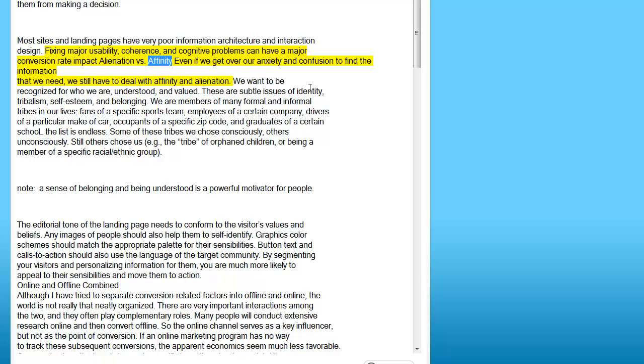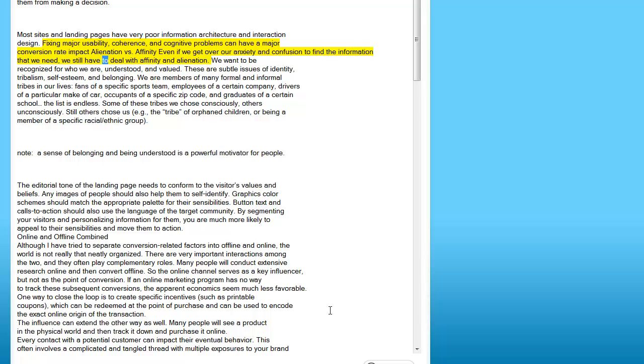Alienation versus affinity. Even if we get over our anxiety and confusion to find the information that we need, we still have to deal with affinity and alienation. We want to be recognized for who we are, understood, and valued. These are subtle issues of identity, tribalism, self-esteem, and belonging.